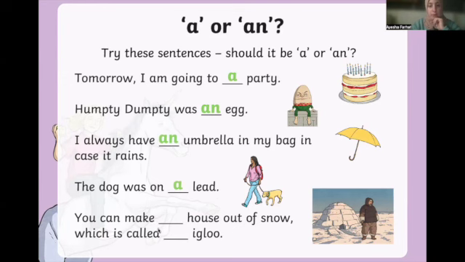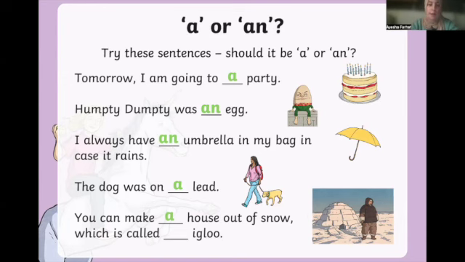Okay, you can make something house out of snow. Now I know that H is a consonant. So according to my rule, when the first letter of the word is a consonant, after an article, I have to use A. You can make a house out of snow, which is called something igloo. That's what we call it, igloo.